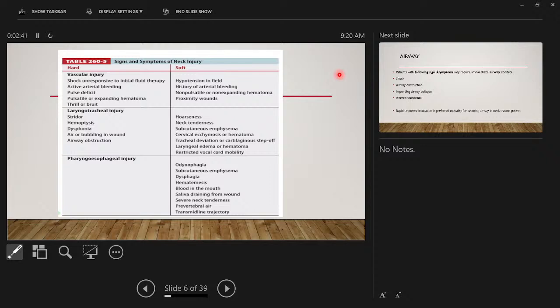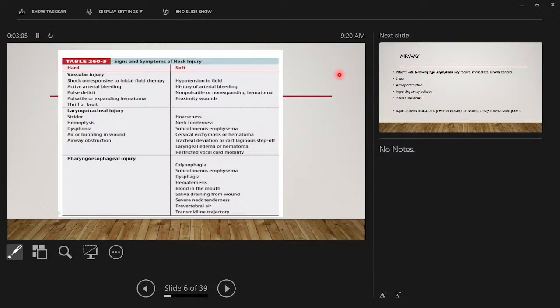The second is the laryngotracheal injuries. The hard signs are stridor, hemoptysis, dyspnea, air bubbling over the wounds, and airway obstruction. The soft signs are hoarseness of voice, neck tenderness, subcutaneous emphysema, cervical ecchymosis, tracheal deviation, and restricted mobility.